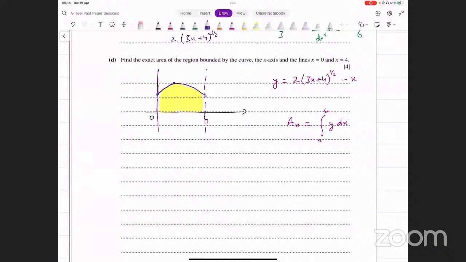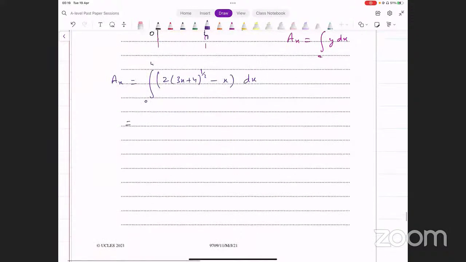Okay, let's figure this out. Area between the curve and the x-axis, this is going to be integral from 0 to 4, and the function is 2 into 3x plus 4 whole raised to power 1 over 2 minus x. Is going to integrate करना with respect to x. Let's integrate the first term. 2 as it is, वो constant है.